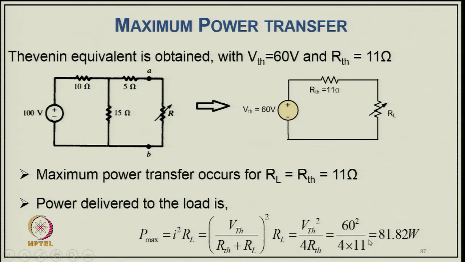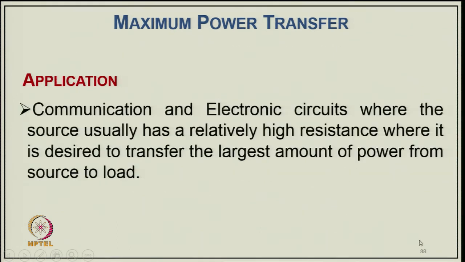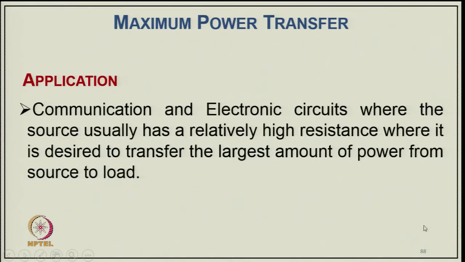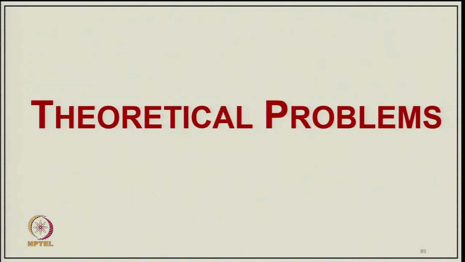So, this will become 60 squared divided by 4 into 11. So, it becomes typically 81.82 watt. Now, the application is, as we already talked about, communication and electronic circuits, where the source usually has a relatively high resistance and where it is desired to transfer the largest amount of power from the source to the load. Now, coming to some of the theoretical problems.